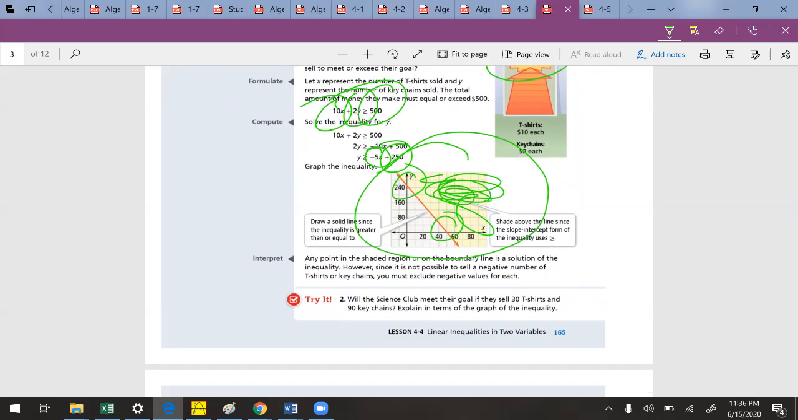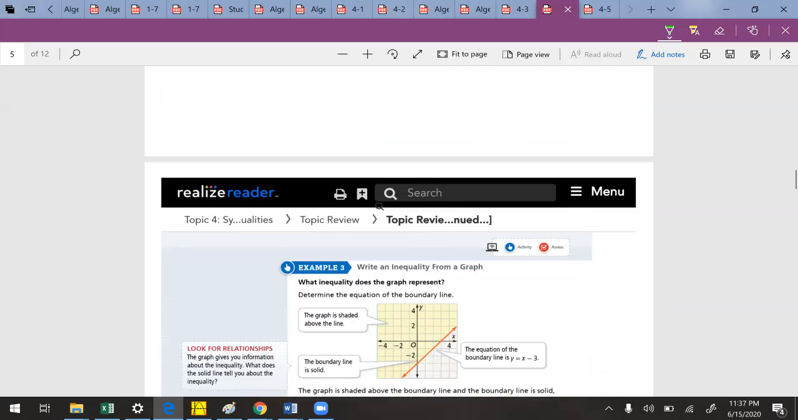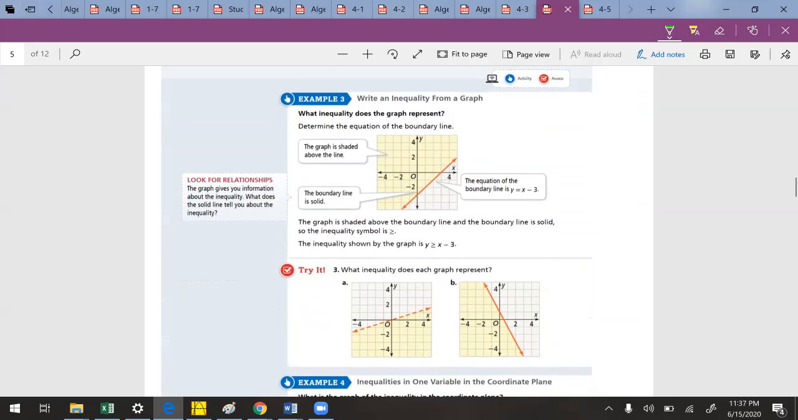Look at the try it piece. Will the Science Club meet their goal if they sell 30 t-shirts and 90 keychains? Well, here's 30 t-shirts, and then 90 keychains. It looks like they will, because 90 is somewhere around here. Since it's above the line and in the shaded region, you're good to go. It's all about looking at where you're figuring out your solution.